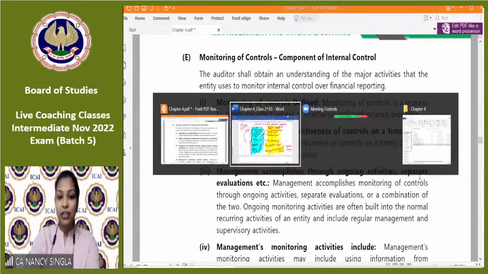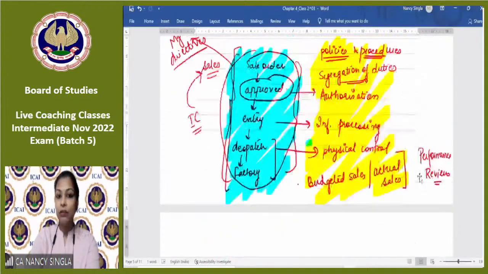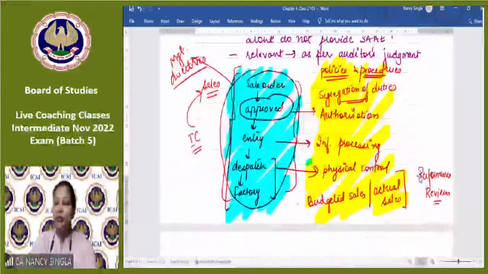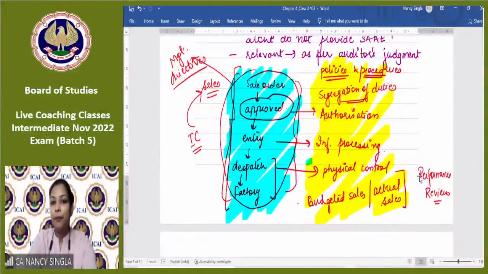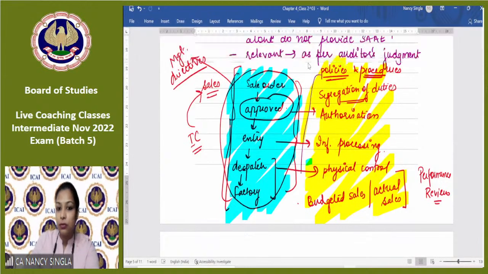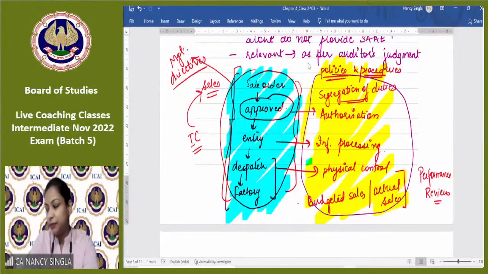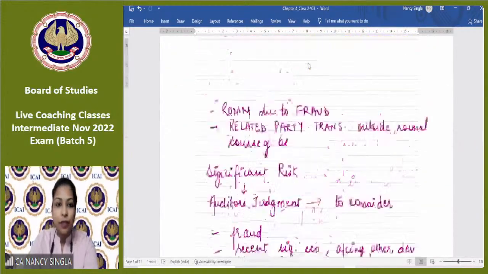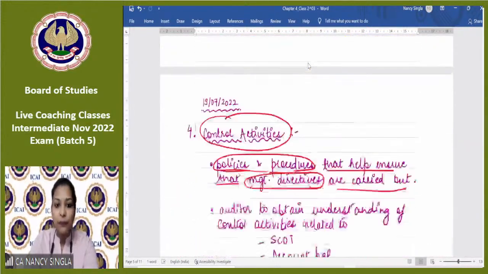Now the next topic, try to understand this example. After understanding this example, the definition will be clear. What control activities are there? These are the control activities now. These are going to be clear to you. Try to just understand. I'm not saying cram it. Understand. Okay? So we have done what?